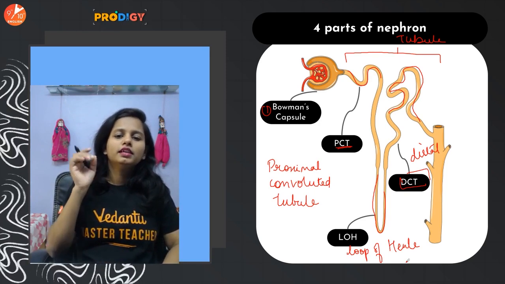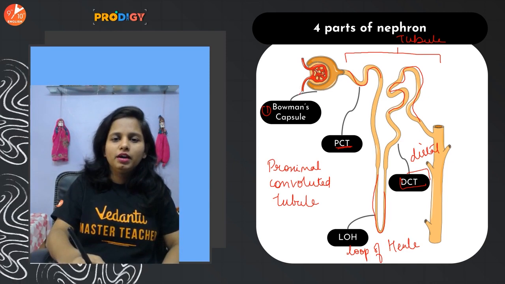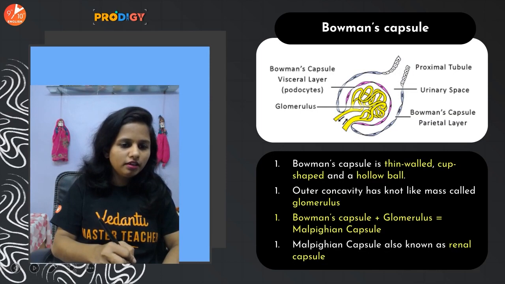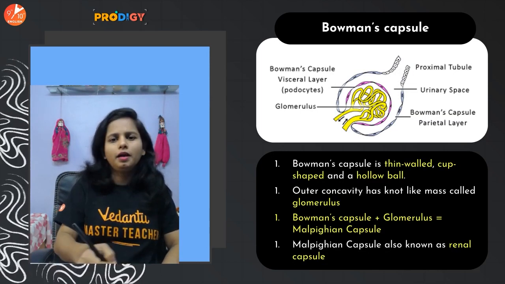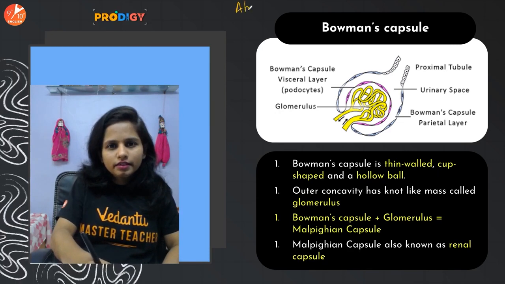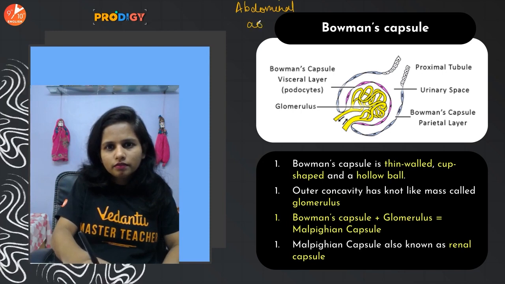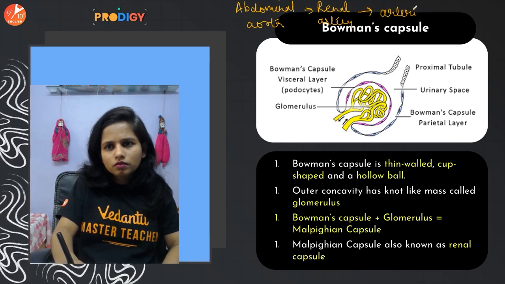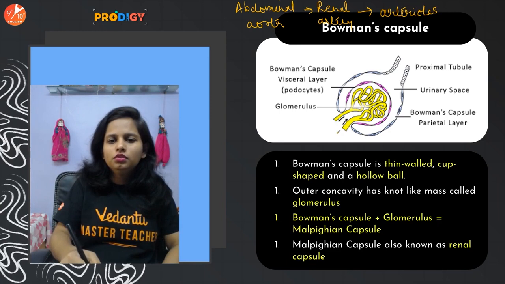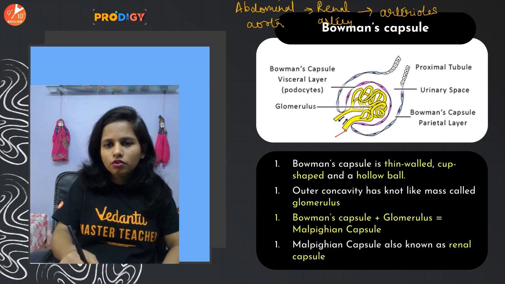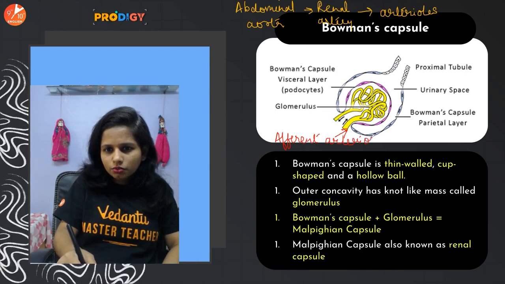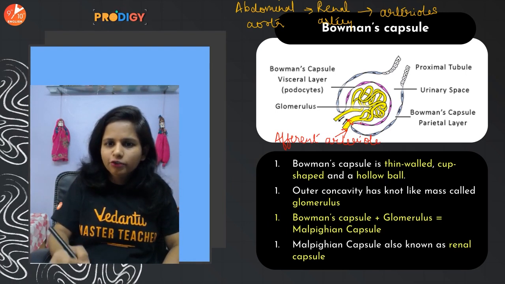Now students, if you see the Bowman's capsule, there is a blood vessel. Can you see this blood vessel? Which blood vessel is that? Let's try to understand. So if I use another color. We know that there's the abdominal aorta. A branch of the abdominal aorta is called the renal artery. Now it divides to form arterioles. One such arteriole is what we call the afferent arteriole. Can you see the lumen of this afferent arteriole?